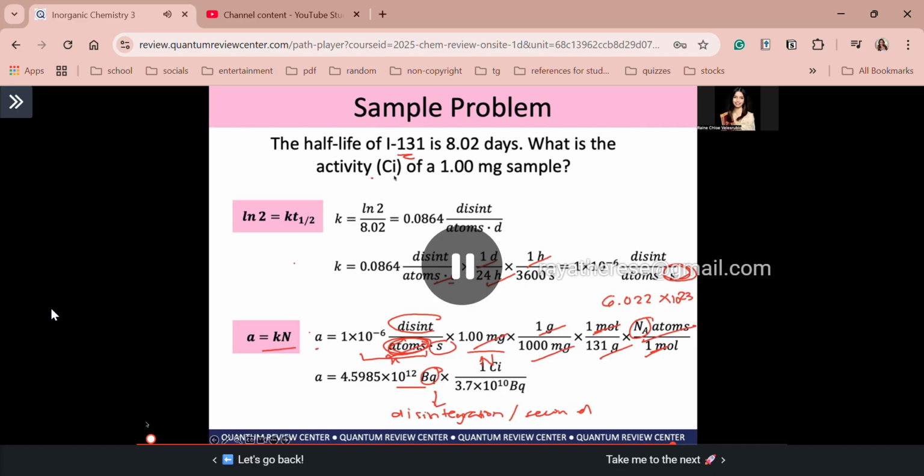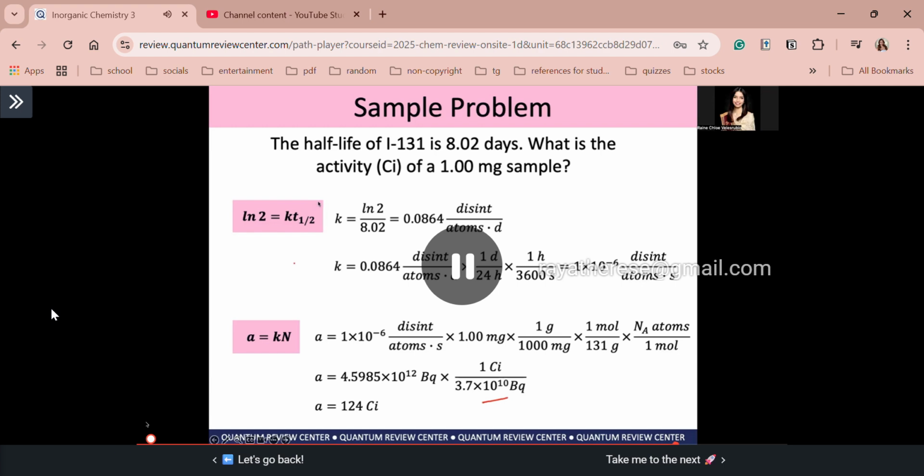And then, kailangan ng problem is curie ang activity. So, we convert becquerel to curie, where 1 curie is equal to 3.7 times 10 to the power 10 becquerel. Thus, the value for the activity of a 1 milligram sample is 124 curie.